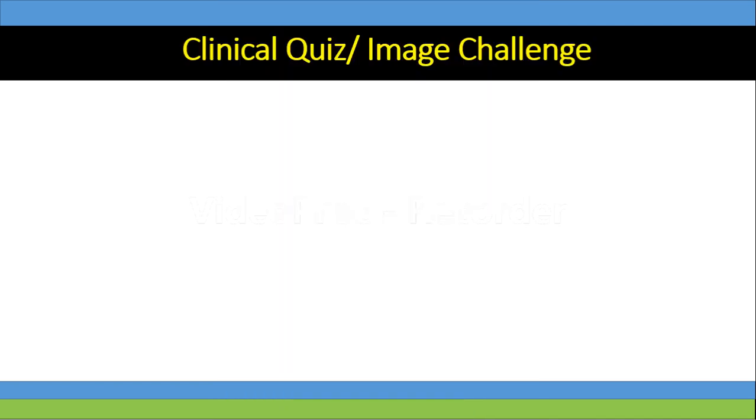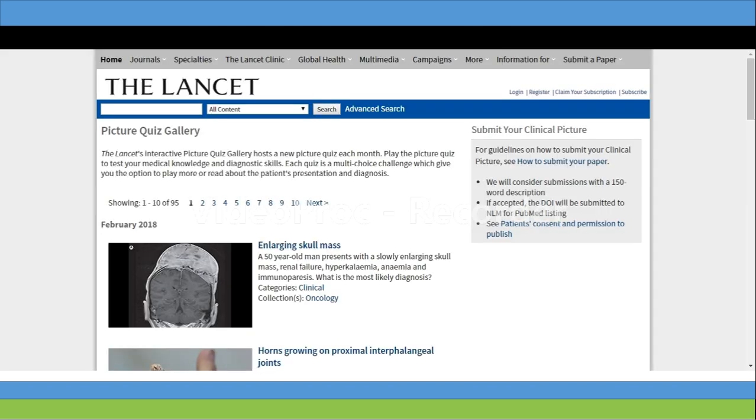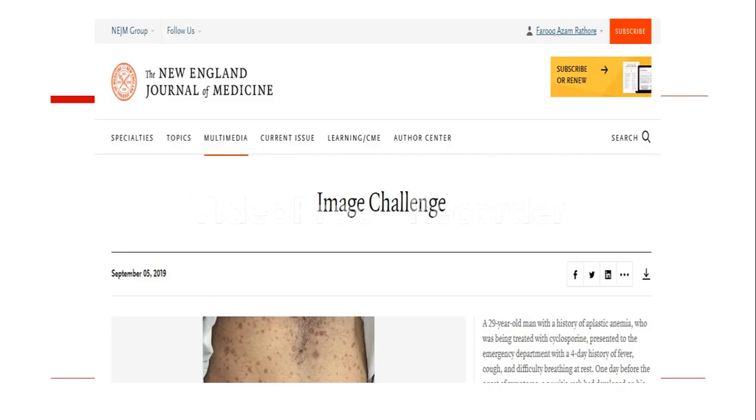Apart from that, there's another category which is published in Lancet, known as clinical quiz or image challenge, and as you can see, so far they have published around 95, and this is important. Whenever you publish your small manuscript or your picture in the form of a picture quiz gallery, it will be submitted to NLM, that is Medline, for indexation, and your picture quiz gallery manuscript will be indexed in Medline.